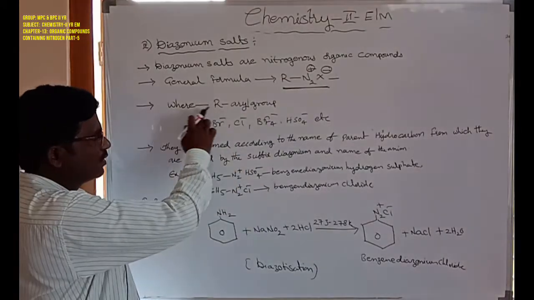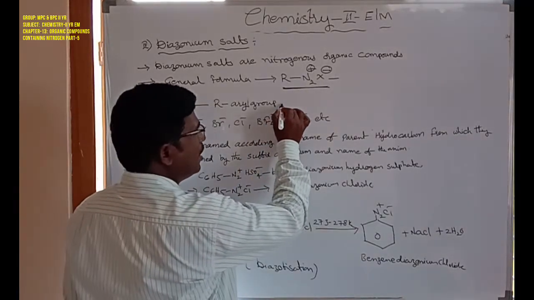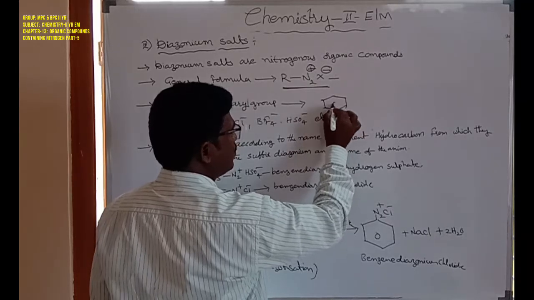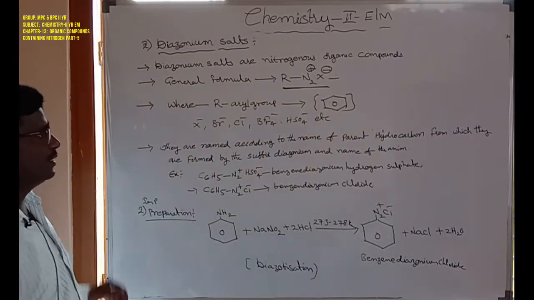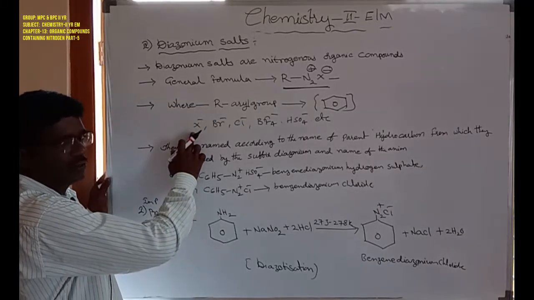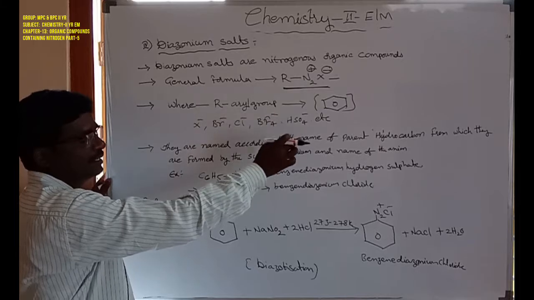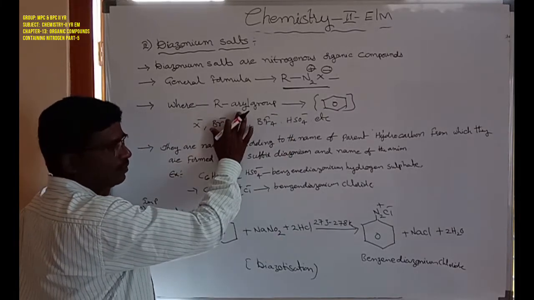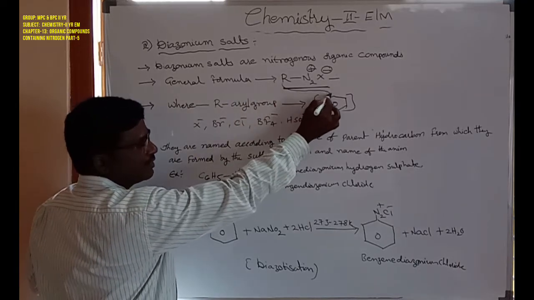Here R is also known as an aryl group, that is also known as a benzene group. X− is a halide or anion: Br−, Cl−, BF4−, HSO4−. R is an aryl group, not only an aliphatic functional group; it is also known as an aromatic functional group.